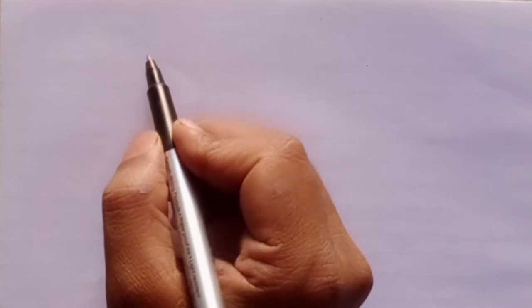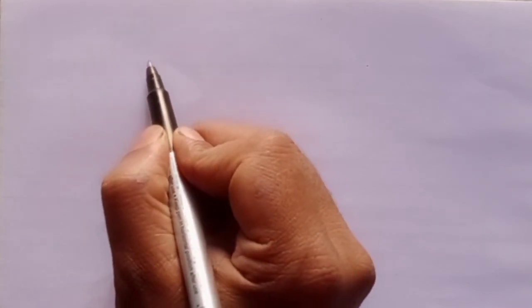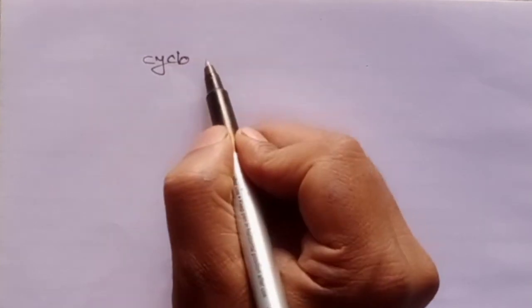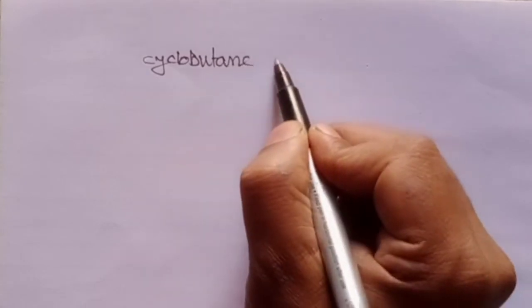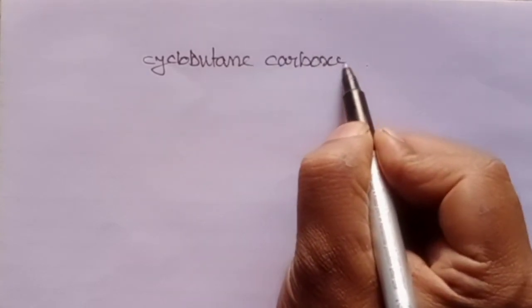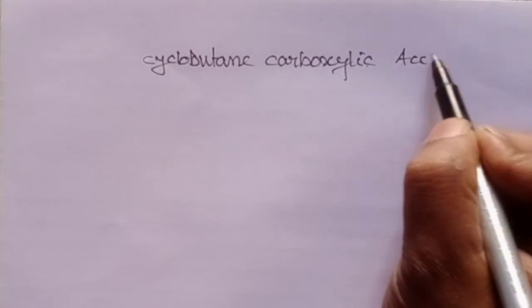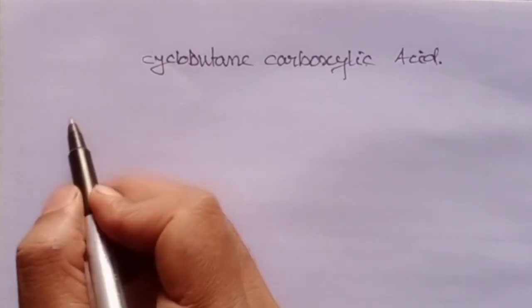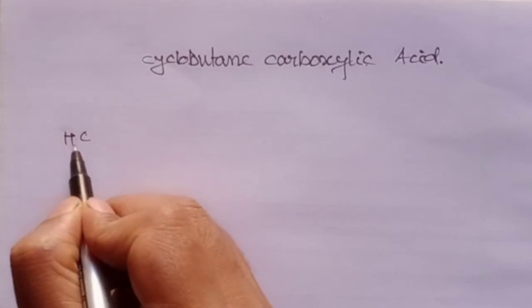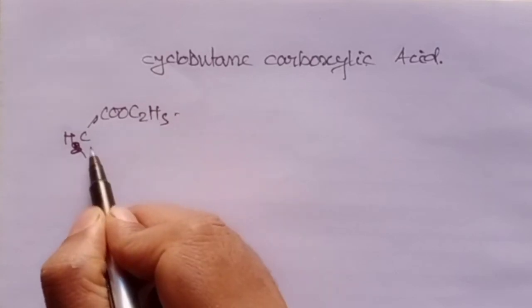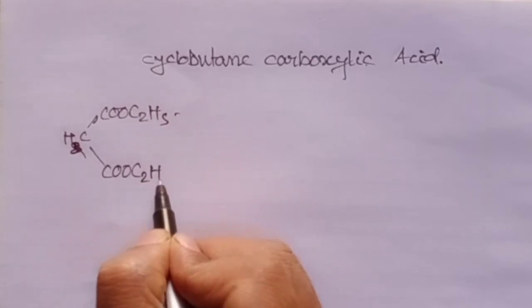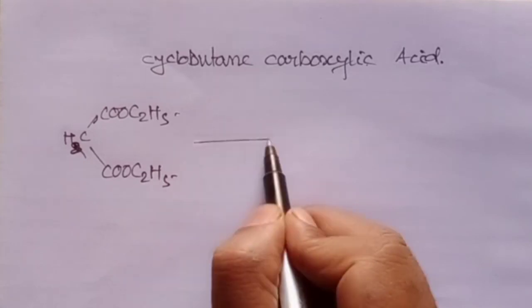Sometimes there will be questions on preparing some cyclic carboxylic acids. So for example, cyclobutane carboxylic acid. This one is asked to be prepared from diethyl malonate. So first draw the diethyl malonate, CH2 COOC2H5. Here also COOC2H5. First, as usual, base.